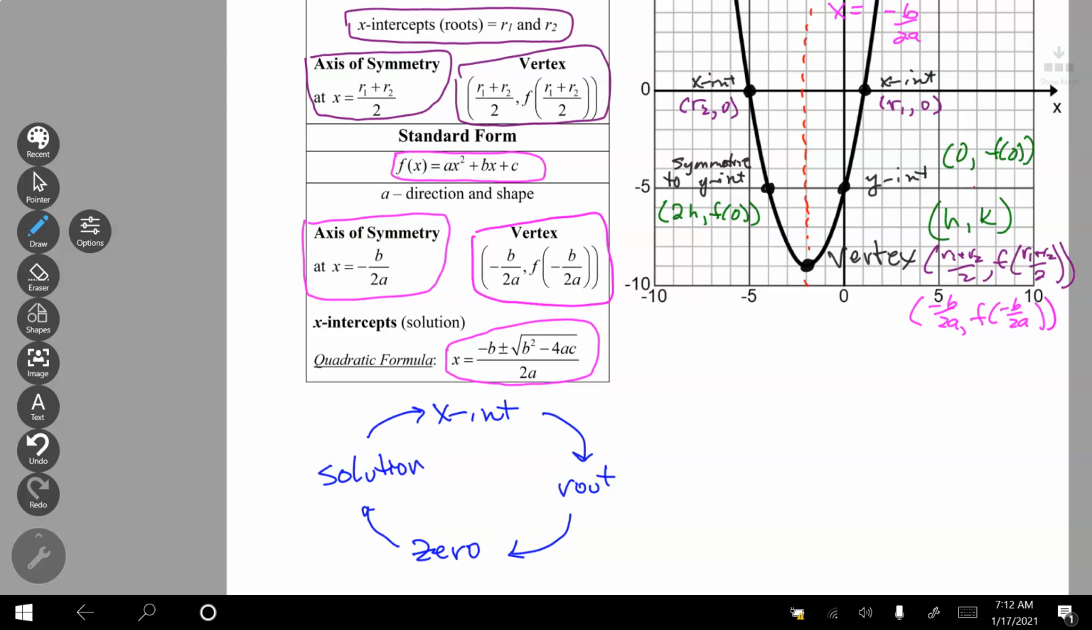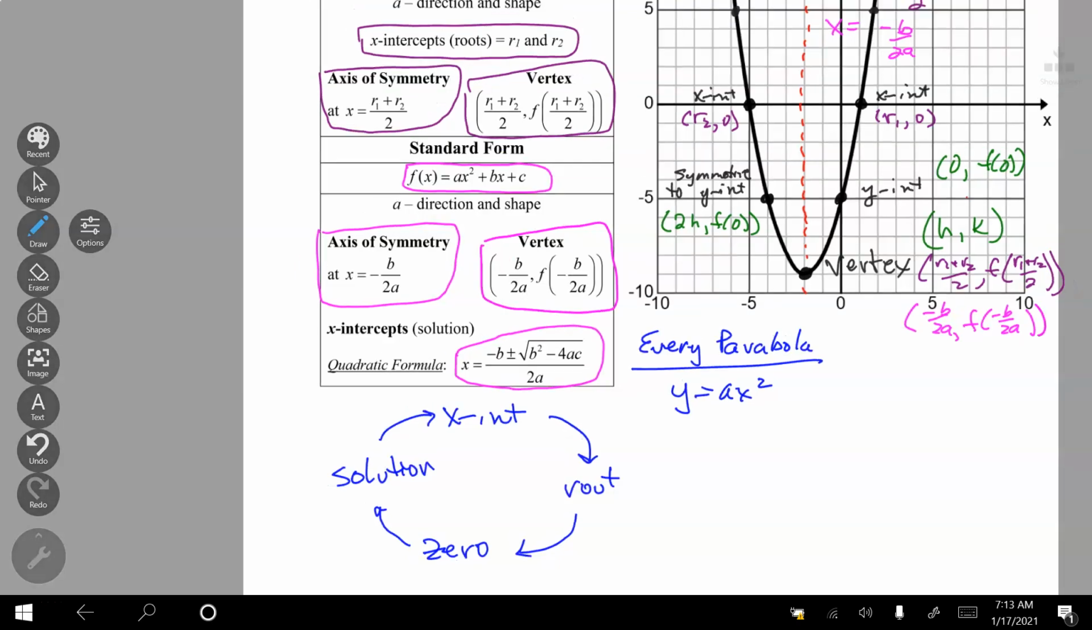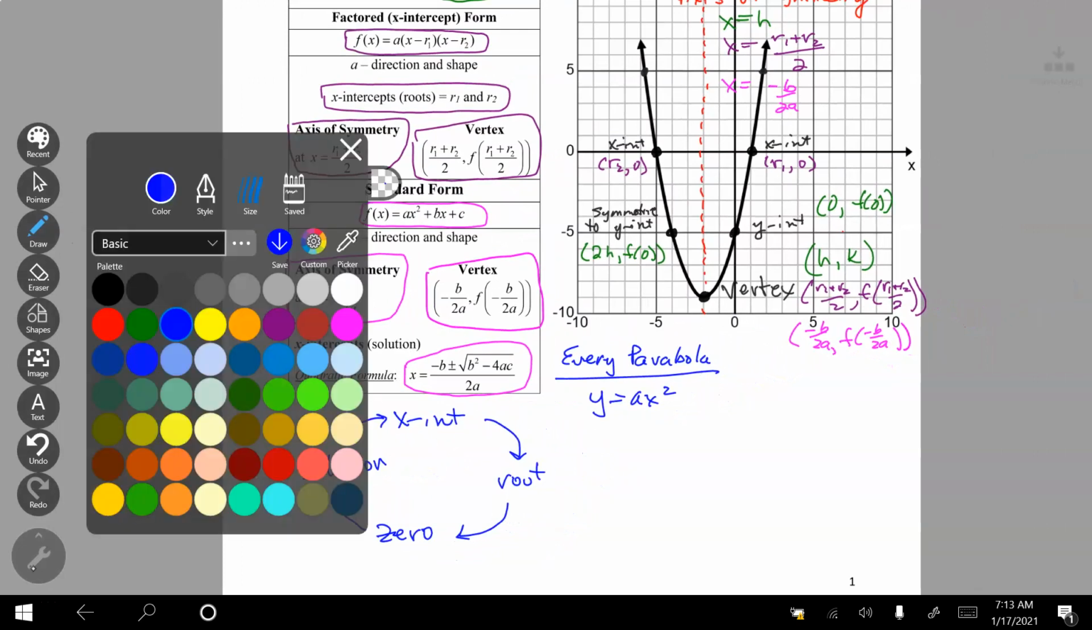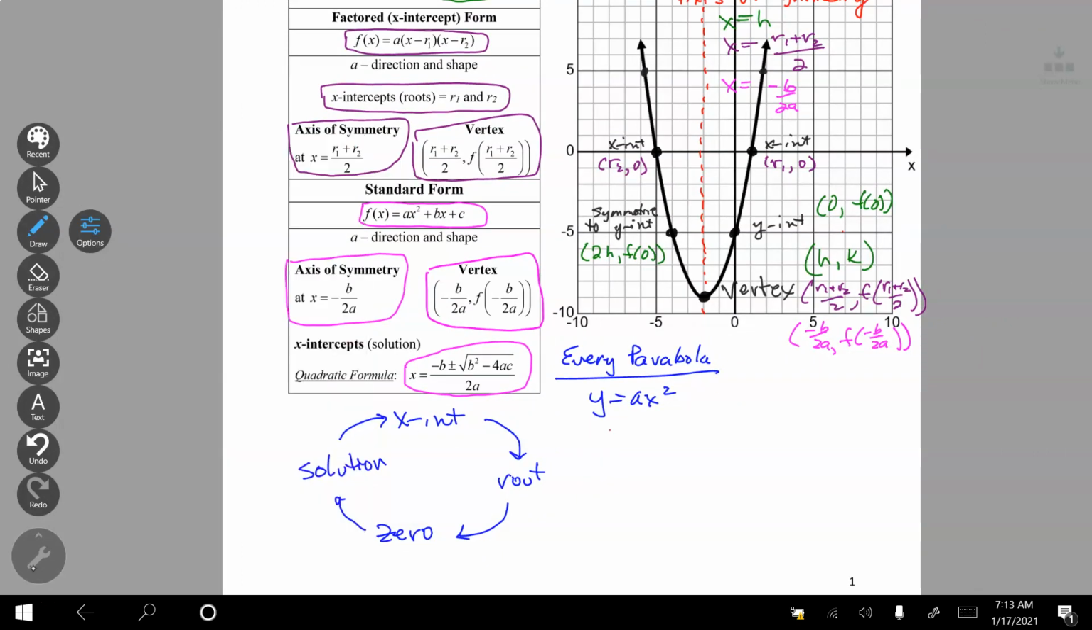Now, I already talked about how every parabola, all three forms, had ax squared, where a gives us a shape. In fact, every parabola is ax squared, and then we just move the vertex left or right or up and down. But if I want to actually graph a parabola from the vertex, I have a method called counting squares from the vertex, and I'll go through it on my examples on the next pages.